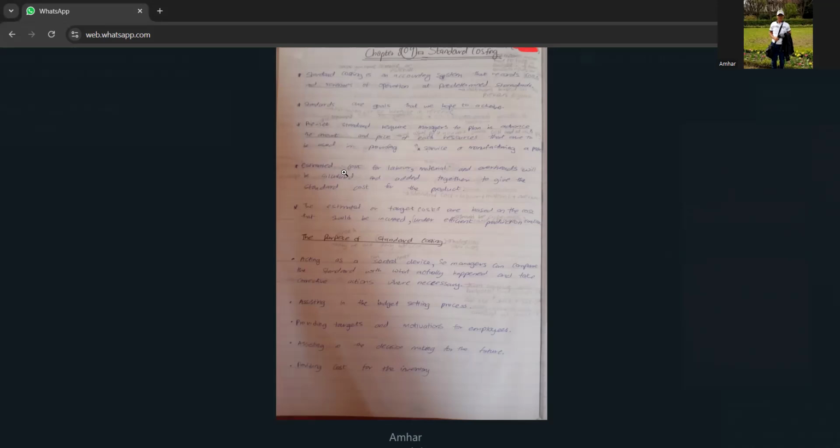Now look at the fourth point, estimated cost for labor. Standard costing will help us to estimate cost for labor, materials, and overheads. They will all be calculated and added together to give the standard cost for the product. So a business will estimate their cost for labor, cost of material, cost of overheads, and all that. They will calculate everything and add them together to give a standard cost for the product, a budgeted cost for the product, an estimated cost for the product. Did you understand?